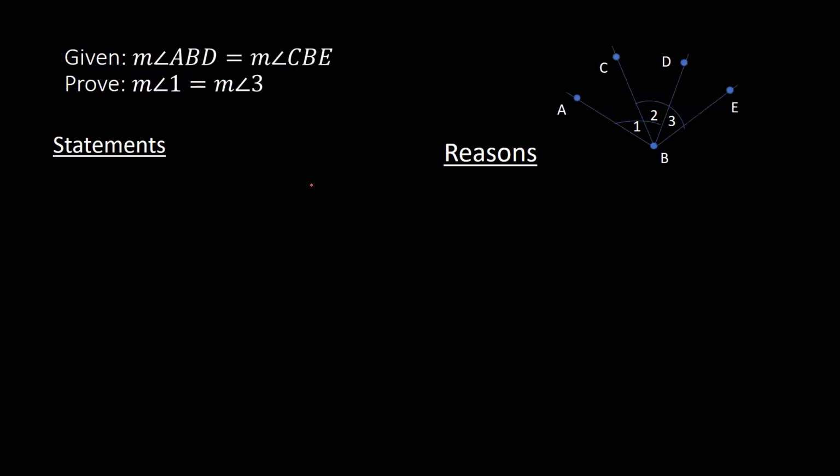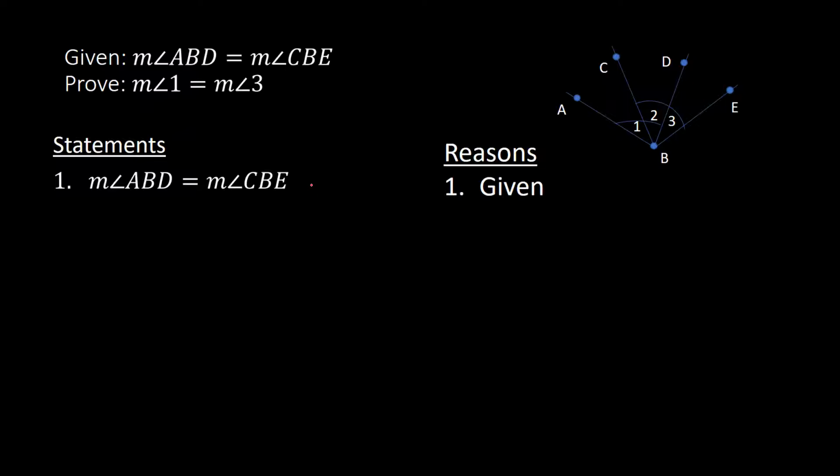Let's look at one more example. And in this example, we are dealing with angles. We are given that the measure of angle ABD is equal to the measure of angle CBE. And we are trying to prove that the measure of angle 1 equals the measure of angle 3. Your first statement and your first reason will almost always be your given statement. So if we start with the given statement, measure of angle ABD equals the measure of angle CBE, the reason would be because it is given.